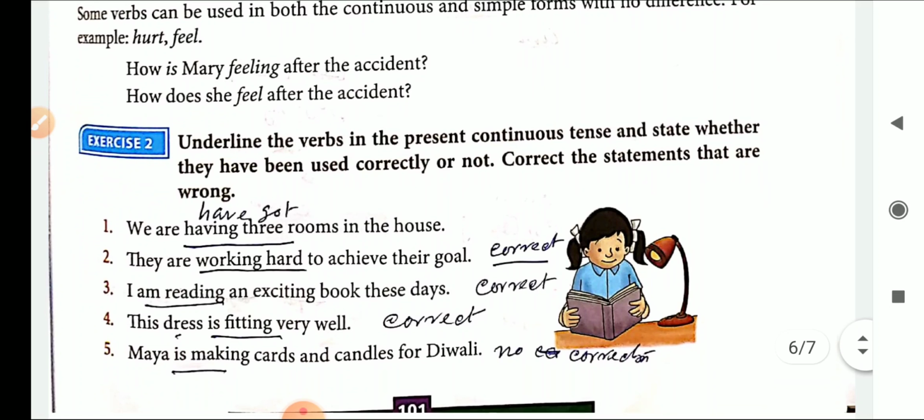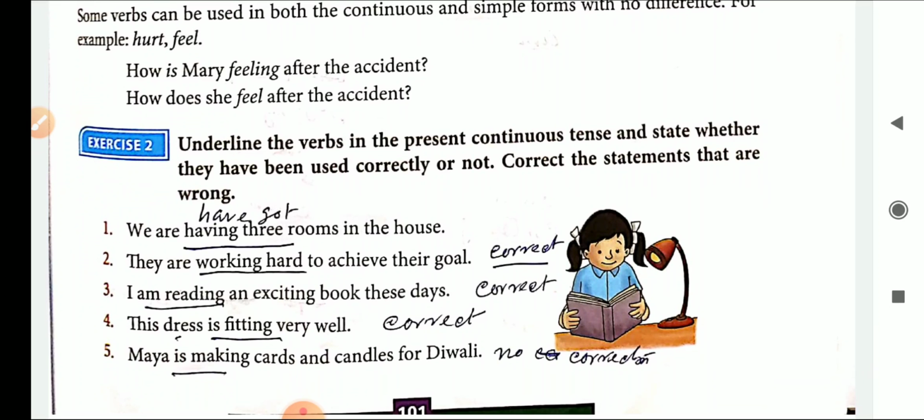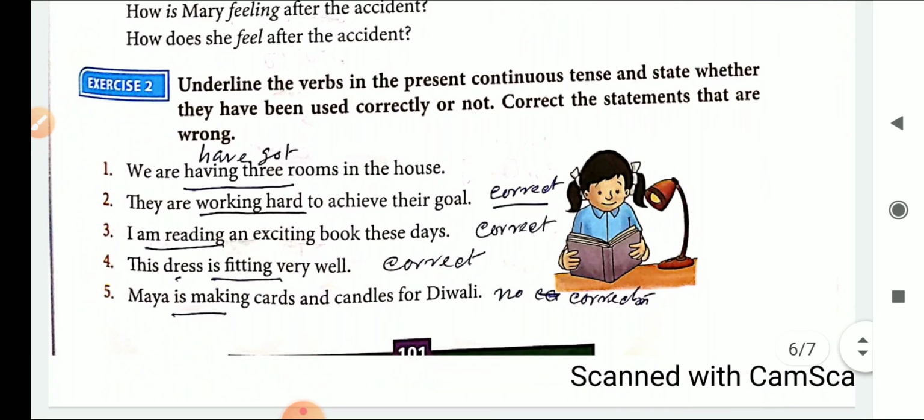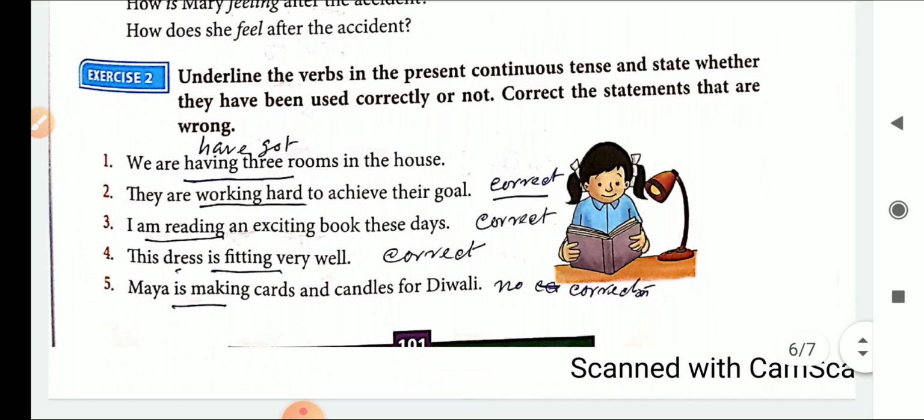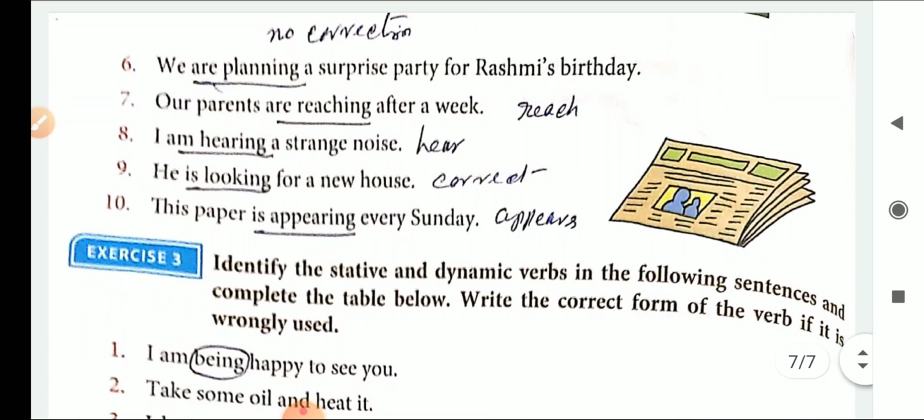Now exercise: underline the verbs in the present continuous tense and say whether they have been used correctly or not. Correct the statements that are wrong. So I have given the answer. If I have written "correct" in this book, that means there is no need of correction. Wrong ones are corrected. So look at it.